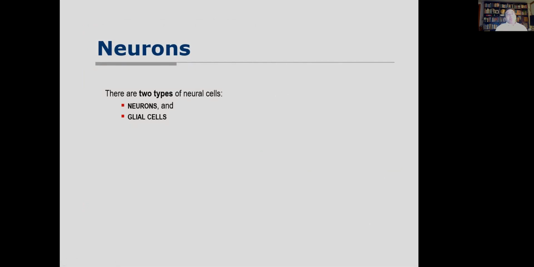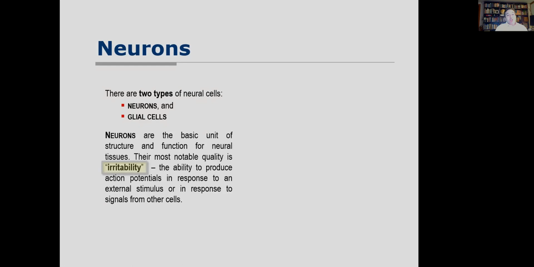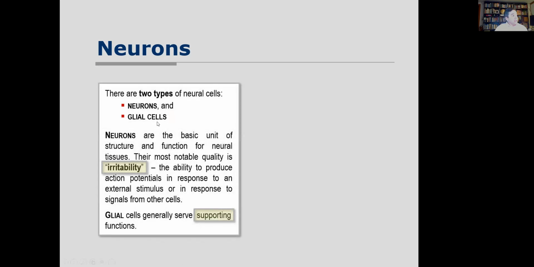So let's start with some background. The brain is composed of nerve cells, neurons, and there are two types of neurons or neural cells. There are the neurons themselves and what are called glial cells. And the basic functional unit of the brain are these neurons. They are the basic unit of structure and function for the nervous system. And the most notable quality of these neurons is irritability. And that's the ability to produce an electrical response or action potential in response to an external stimulus or in response to signals from other cells. The second type of cell, the glial cells here, are generally serving a supporting function in the nervous system. So we're going to focus on these neurons.